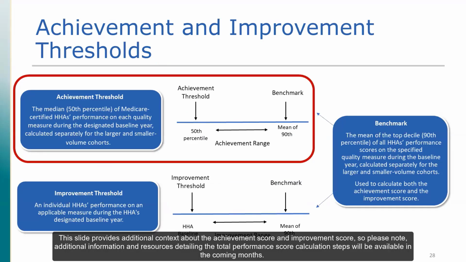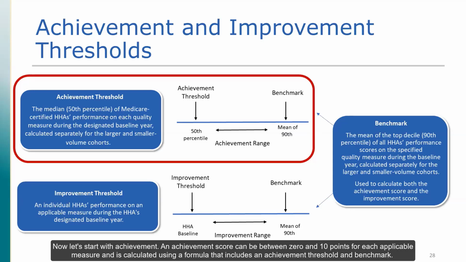This slide provides additional context about the achievement score and improvement score. So please note additional information and resources detailing the total performance score calculation steps will be available in the coming months. Now let's start with achievement. An achievement score can be between 0 and 10 points for each applicable measure and is calculated using a formula that includes an achievement threshold and benchmark.